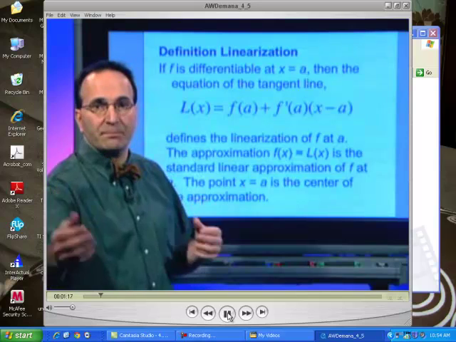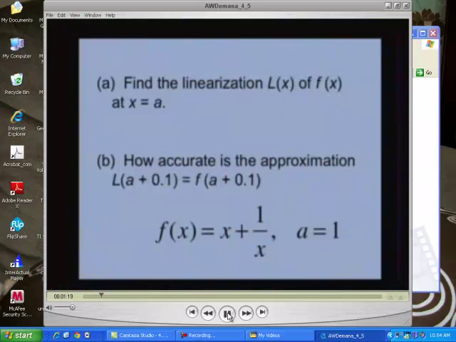Let's try an example of this. A, find the linearization, capital L of x, of f of x at x equals a. Then answer, how accurate is the approximation, capital L of a plus 0.1 equaling f of a plus 0.1. The function f of x is equal to x plus 1 over x, and remember, that's for a equals 1.